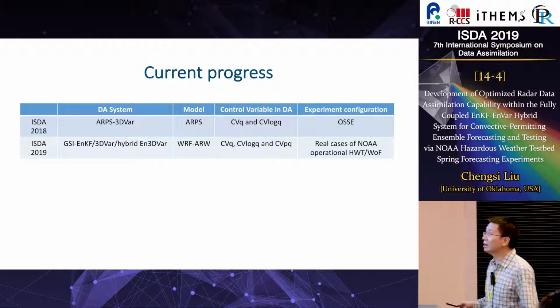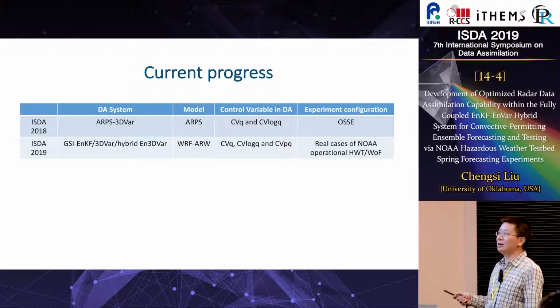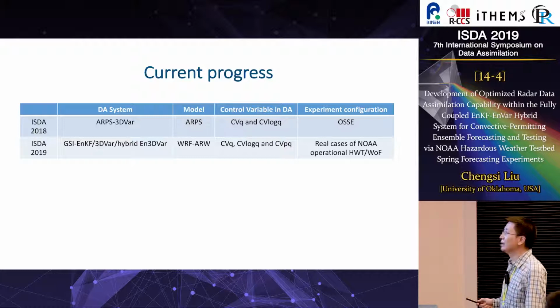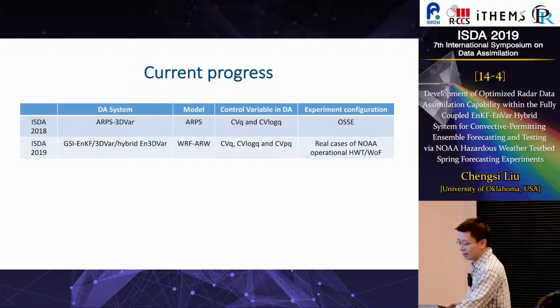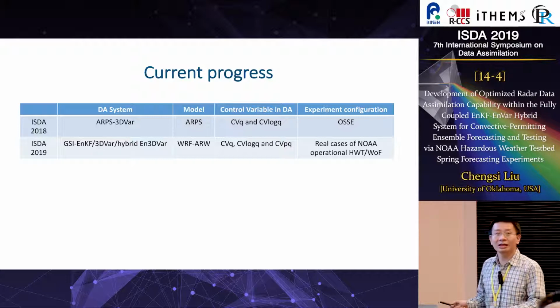This time I want to show our current progress from the last conference to this conference. This time we use the GSI DA system, including EnKF, 3DVAR and hybrid EnVar, and the model we use is WRF. For the control variable, now we have 3 options and we will compare them. For the experiment configuration, last time we used the OSSE to test, and this time we use the real cases of the NOAA operational HWT and one forecast case. The power Q, I will give the detail later.